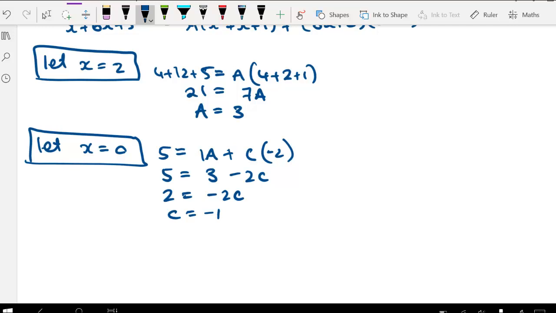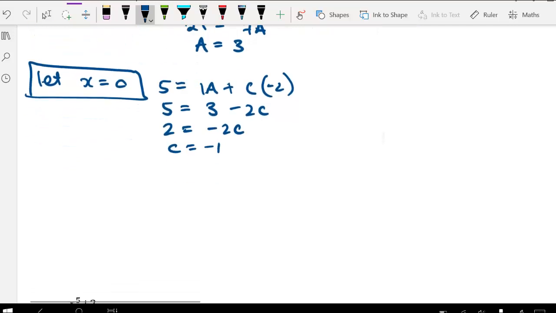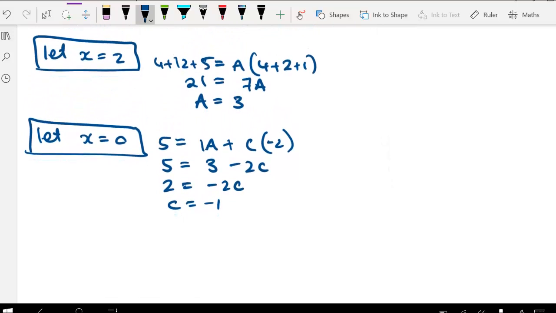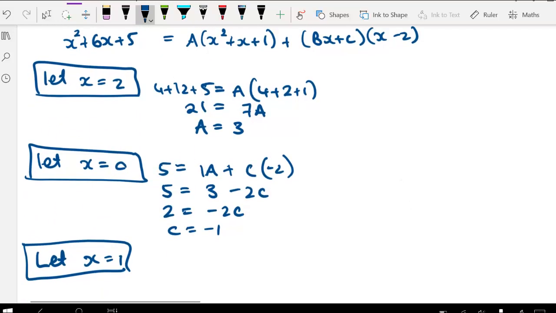Now the only value we're left with trying to find is b. So if we let x equal 1, so it just has to be anything. I'm choosing 1 because that's an easy value to sub in. We've got 1 squared plus 6 plus 5, so that gives us 12. We've got 1 plus 1 plus 1, so we've got 3a. And we've got b plus c, lots of 1 take 2, which is -1.